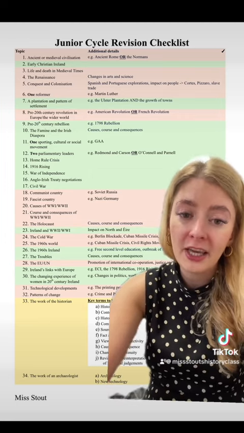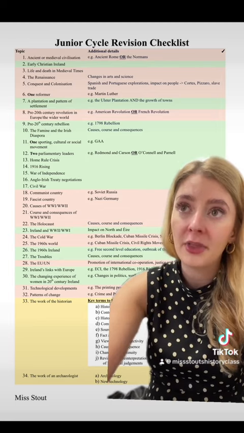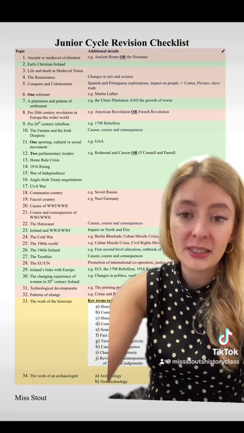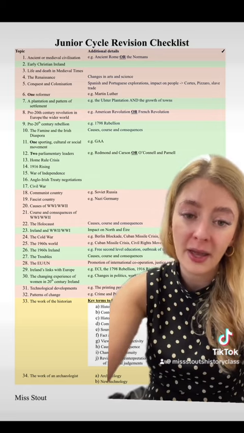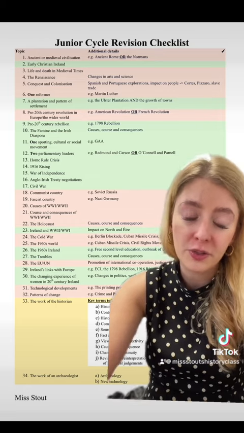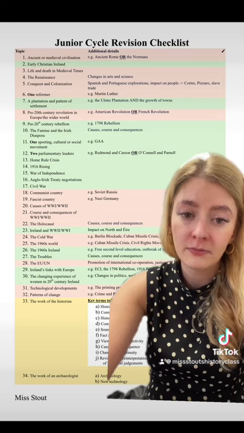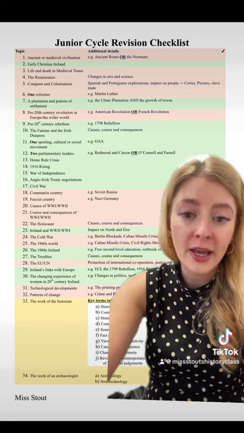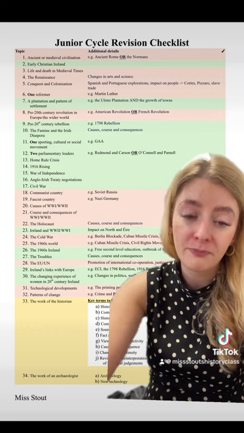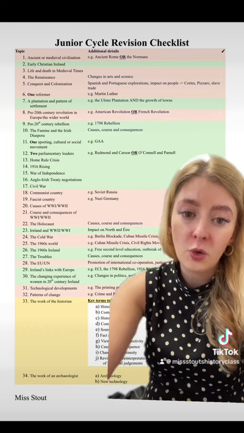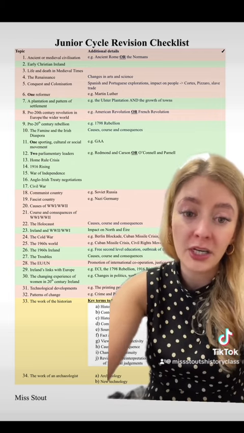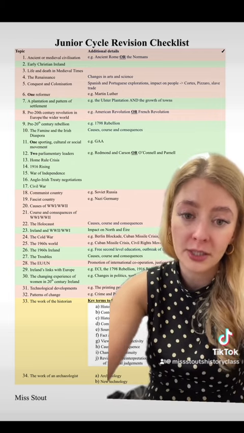You must look at key events in Irish history that took place at the start of the 20th century. So things like the Home Rule crisis, the 1916 Rising, the War of Independence, Anglo-Irish treaty negotiations, and the Civil War. You must look at one example of a communist country and one example of a fascist country. You need to do the causes, course and consequences of World War I or World War II. So you only need to study one, you don't have to do both wars.